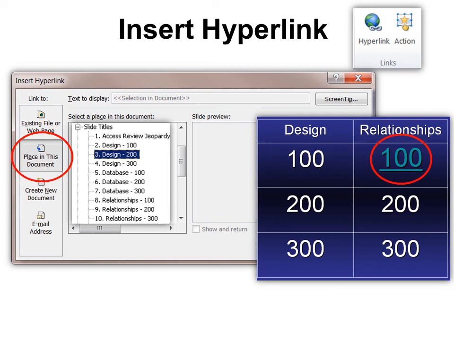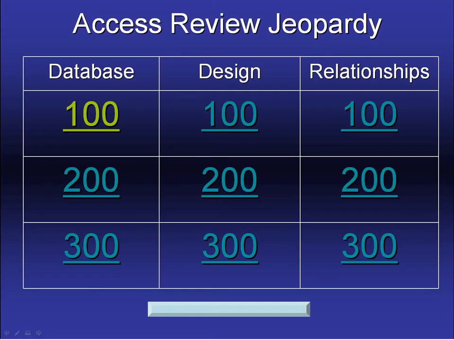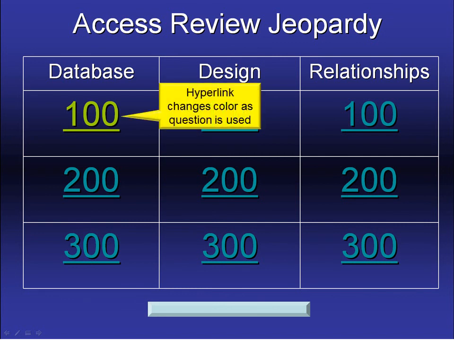Then once you've selected it, it looks like a hyperlink. If you want to change what the hyperlinks look like, then you can go to Design, Fonts, and you can choose what your hyperlink will actually look like. And the nice thing is once you've selected one, the hyperlink changes color as the question's used, so that you know which one's already been selected.